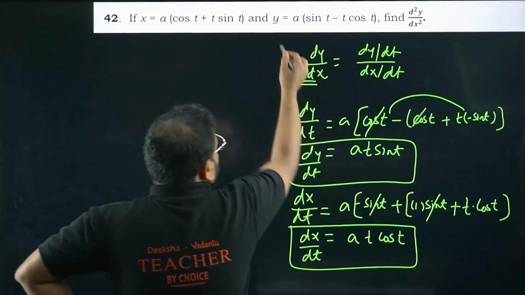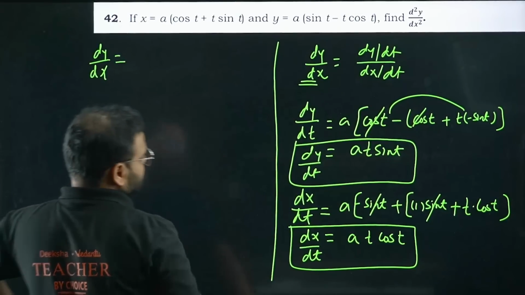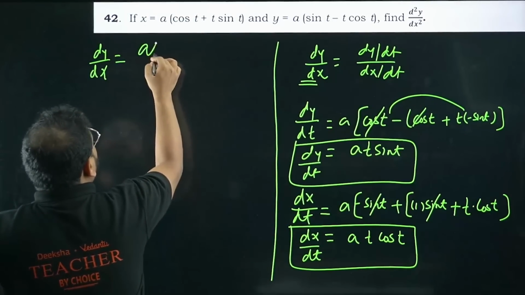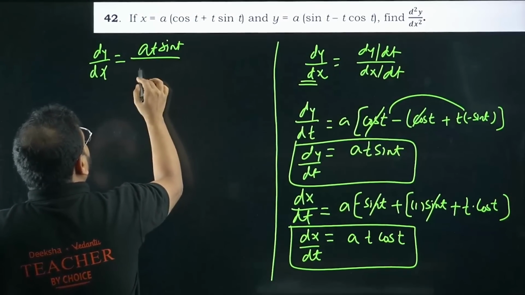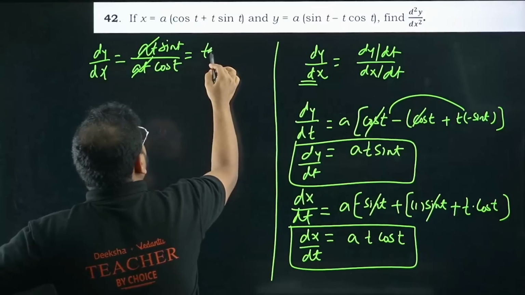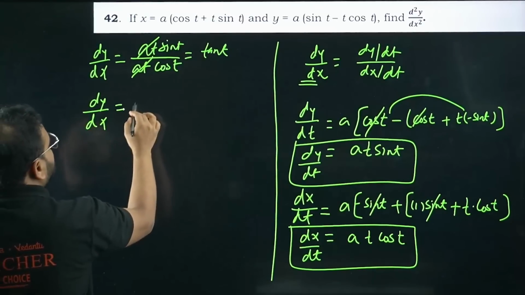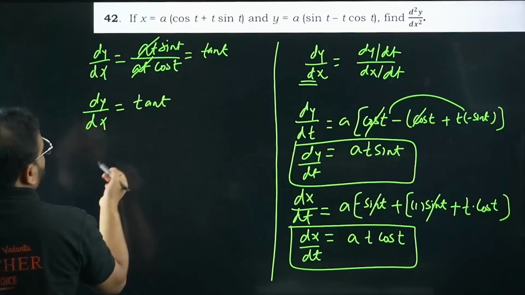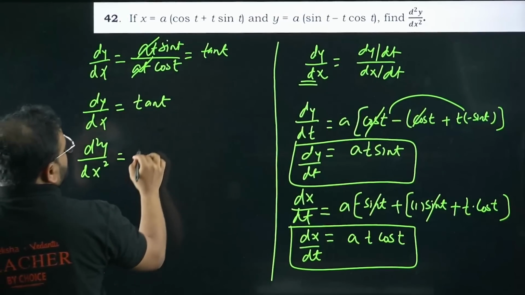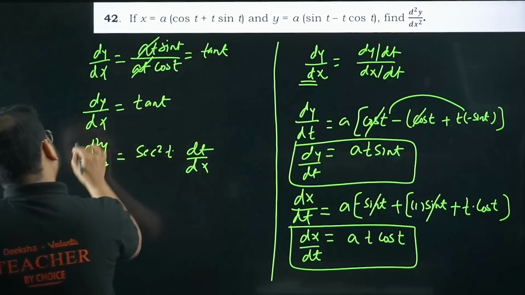What is the answer now? Please check. dy by dx equals, have a look, I'm getting this as a t sin t divided by a t cos t. So a t is gone, I get here simply tan t. Now this is the value that I have so far, dy by dx equals tan t. Differentiate this now, what are you going to get? d square y upon dx square equals sec square t dt by dx.